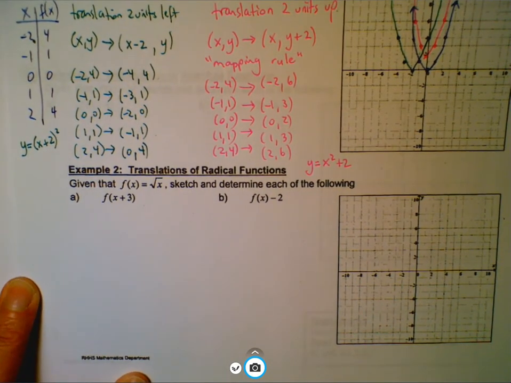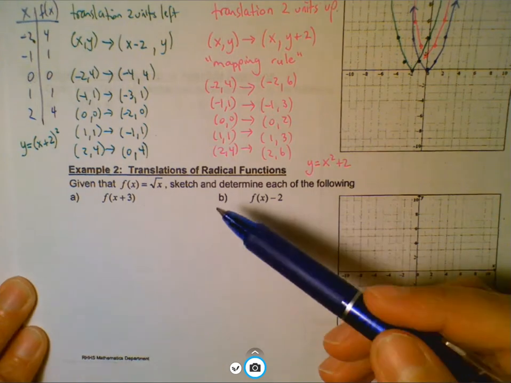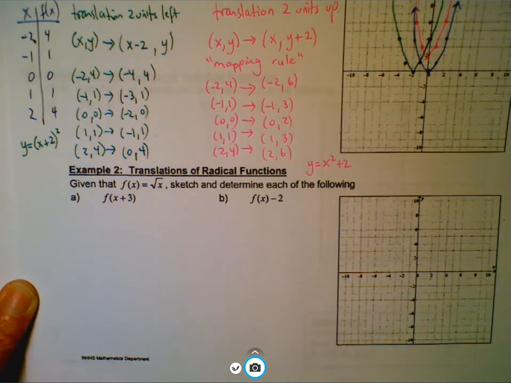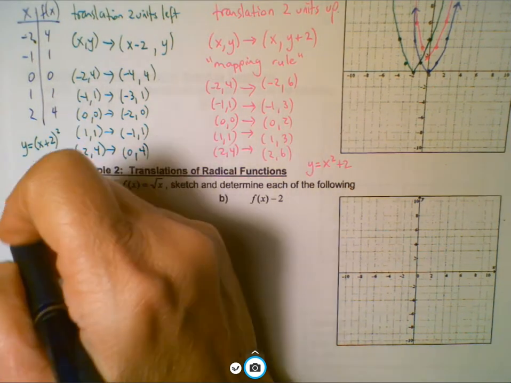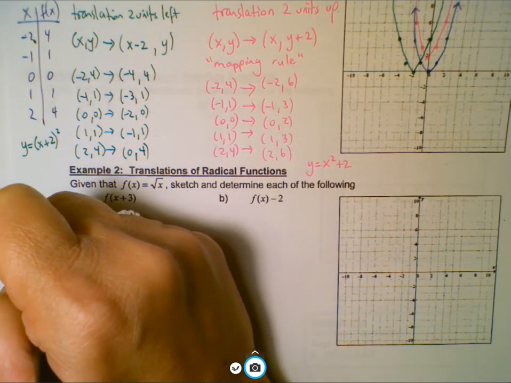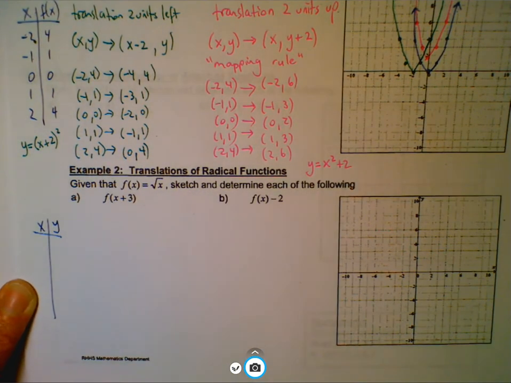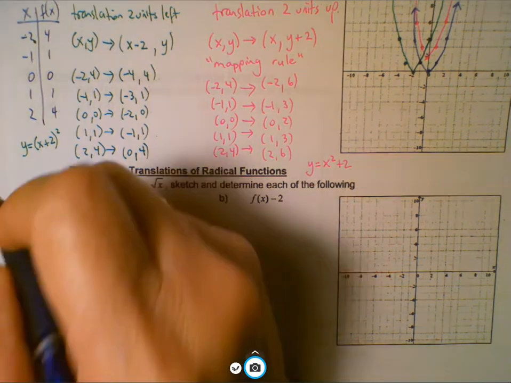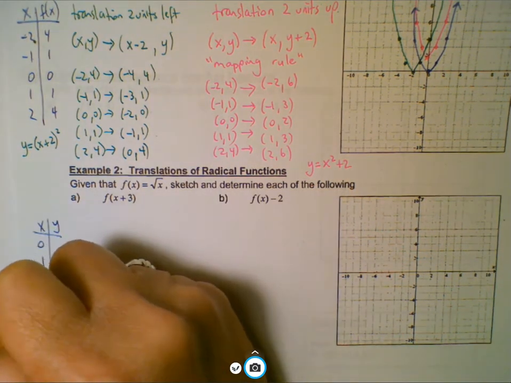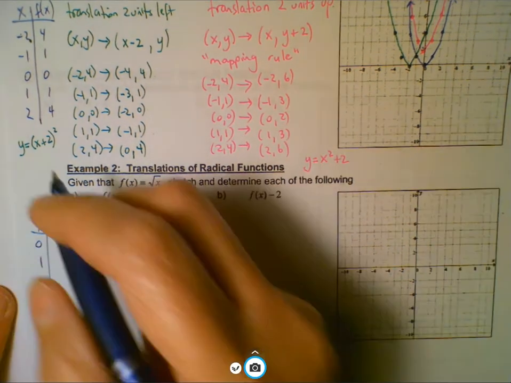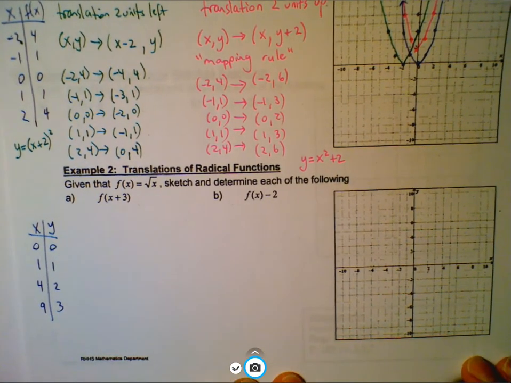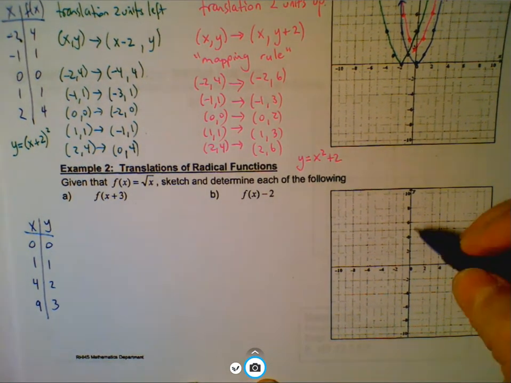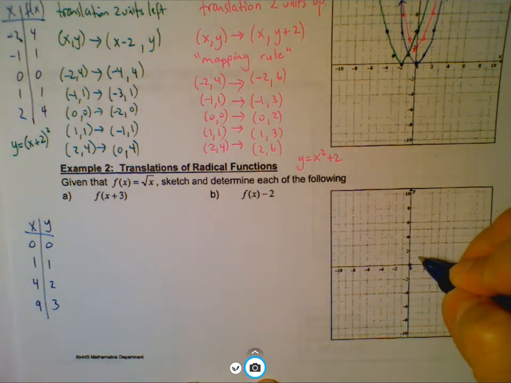Let's do the same thing with some of our new functions here. So let's do the radical. All right. I'm going to put the table of values here again. So x, y. We know that the radical function is not defined when x is negative. So we can just use positive numbers. And I'm going to use the ones that are perfect squares so that I have nice whole numbers for our points. So 0, 0, 1, 1.